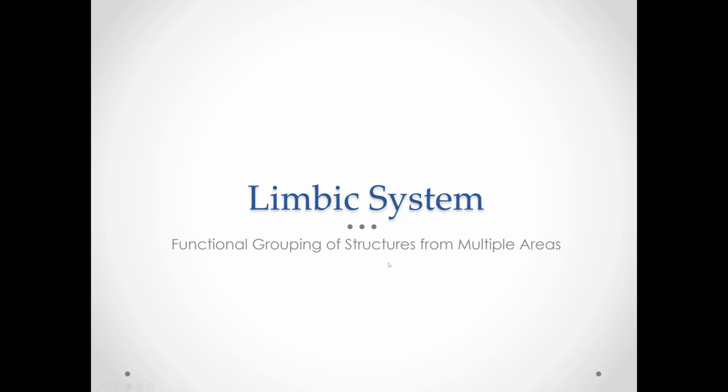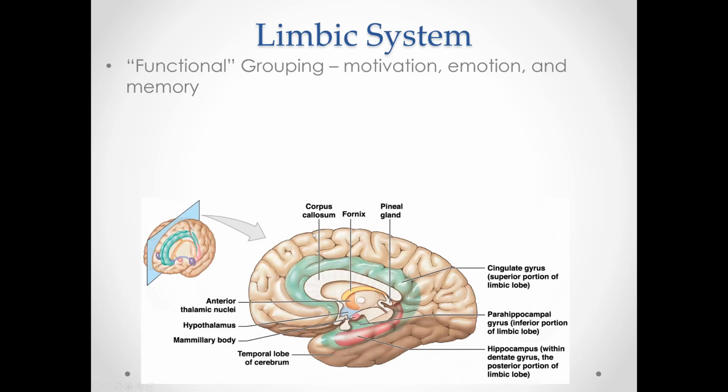In this section, we'll look at the limbic system, which is not necessarily a structure so much as it's a functional grouping of structures that also belong to other areas. So as just mentioned, the limbic system is more of a functional grouping of different structures that play a role in motivation, emotion, and memory.